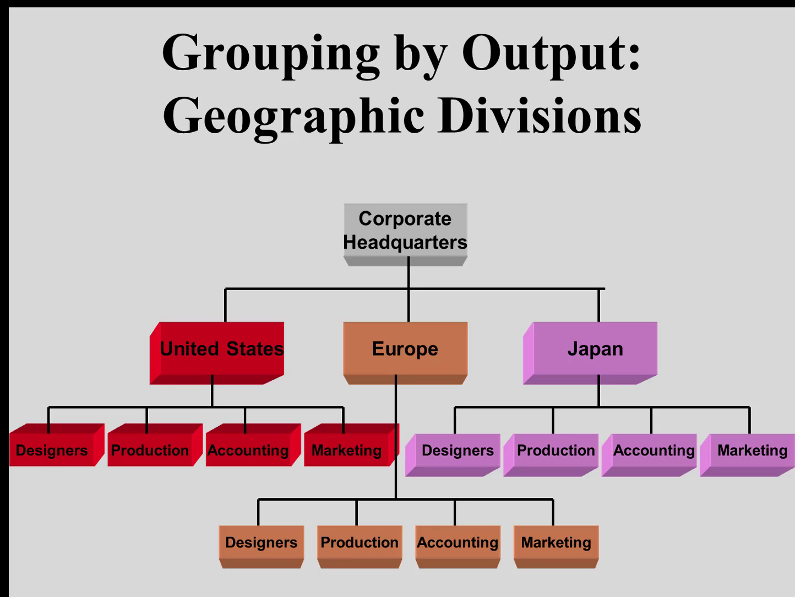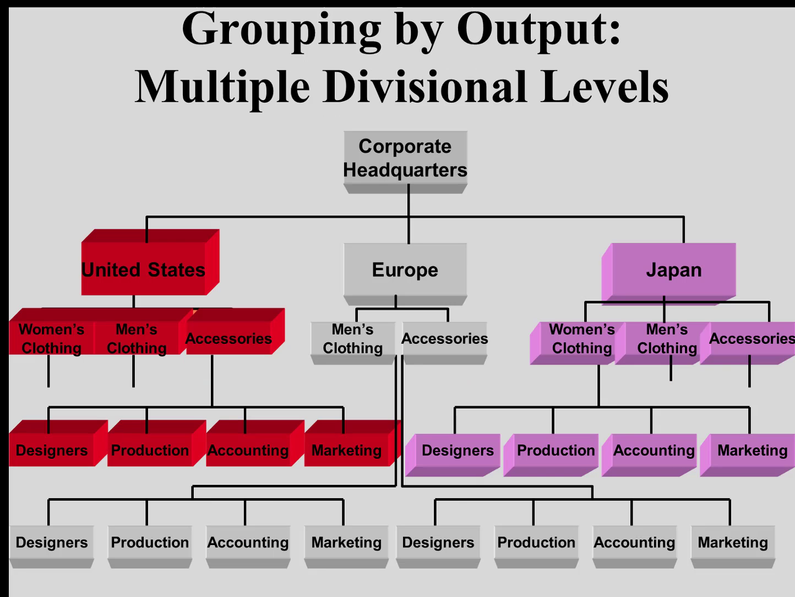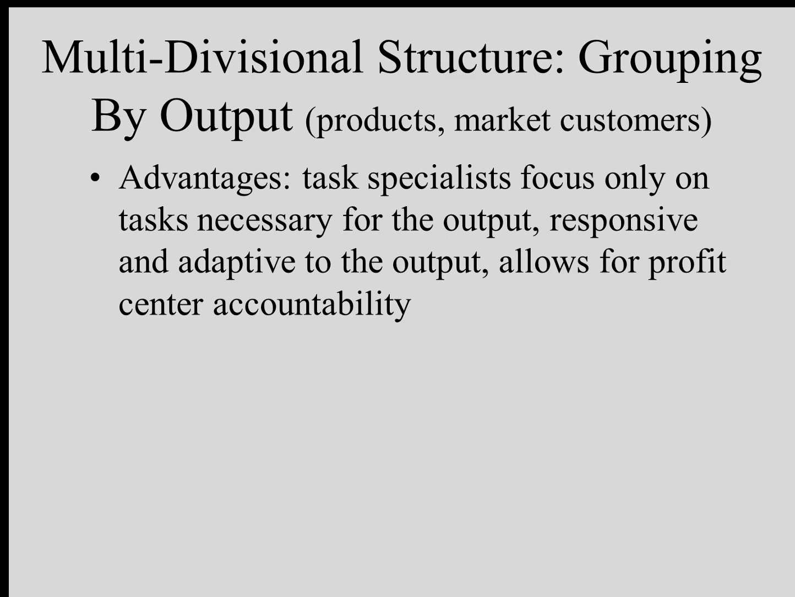But in any of the cases, the same idea. The designers, the producers, the accountants, the marketers, underneath a division are focused only on the needs of that division. If you want to make it real complex, we can have multiple divisional levels, in this case geographic regions, within the product divisions underneath them. Same basic logic. Now, what do we get if we do this?